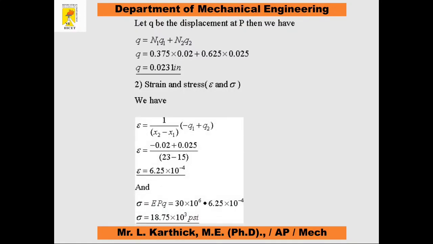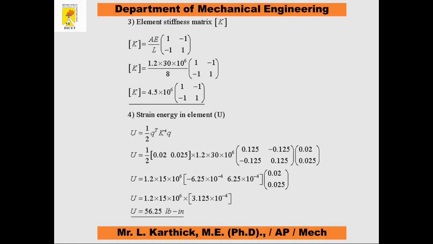Epsilon equal to 1 by (x2 minus x1) into (minus q1 plus q2). You just apply, and you will get epsilon equal to 6.25 into 10 to the power of minus 4. And for stress, sigma equal to E into epsilon. The E value is given as 30 into 10 to the power of 6, and epsilon is 6.25 into 10 to the power of minus 4. Once you apply this, you will get sigma equal to 18.75 into 10 to the power of 3 psi.